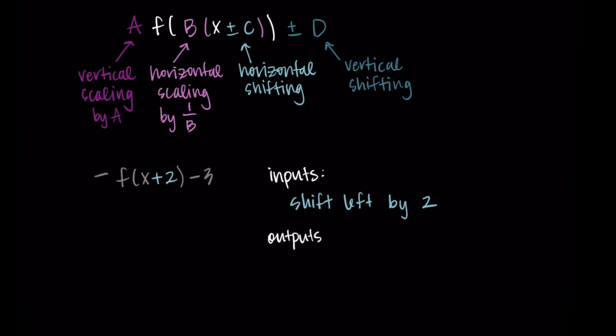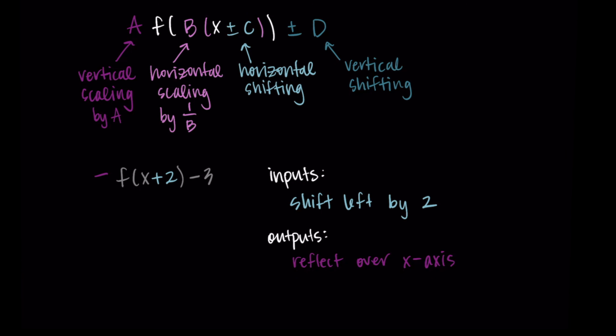Now we're on to the output transformations. So next I'm looking at the multiplication that happens on the outside to the f, and here I see we have a negative. So this negative tells me that we have a reflection, and since it's happening to the outputs of the function, this is a vertical reflection. To write this down, I would say that we reflect over the x-axis. So remember, if we are reflecting, everything on the top of the x-axis is going down to the bottom, and vice versa. A reflection over the x-axis is a vertical reflection.